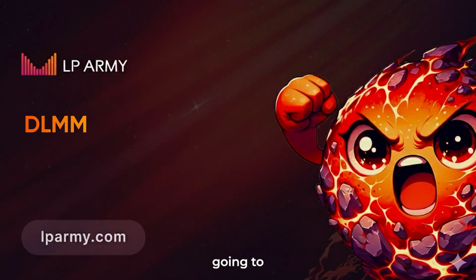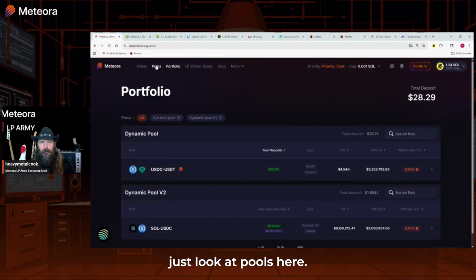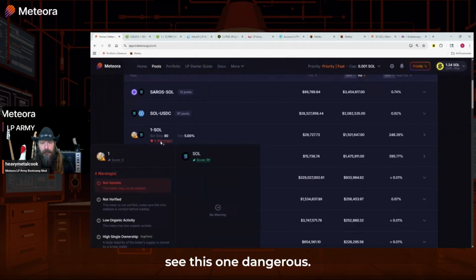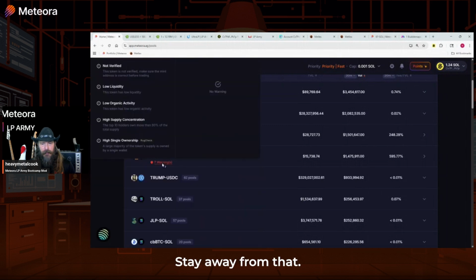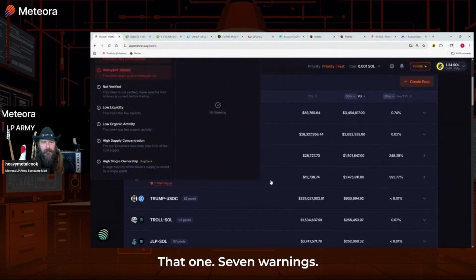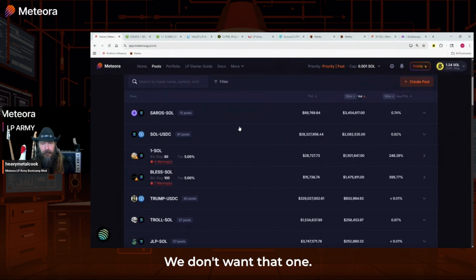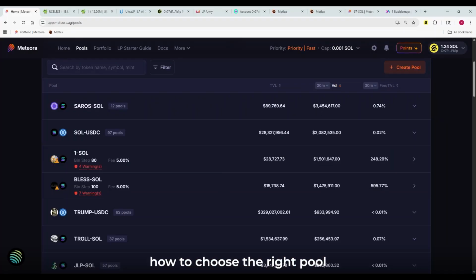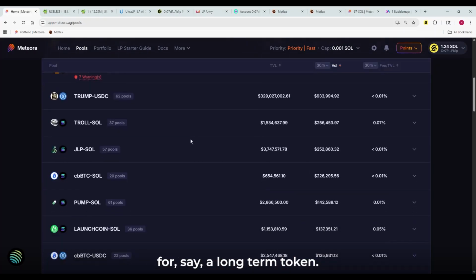So I'm going to just look at pools here. This one, danger, stay away from that. That one, 7 warnings, that's a honeypot. We don't want that one. I'm going to talk about how to choose the right pool for, say, a long-term token.